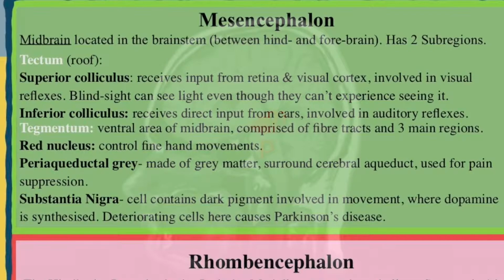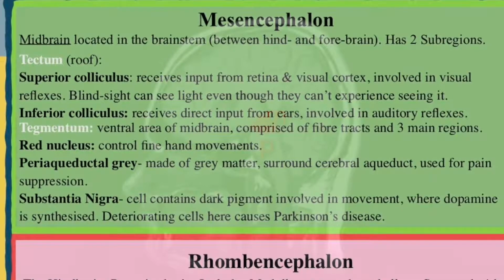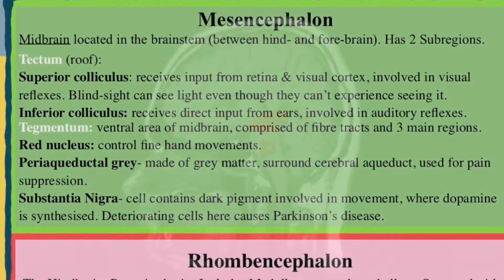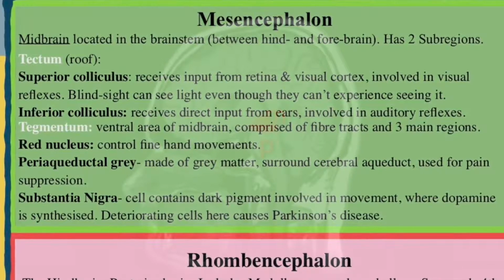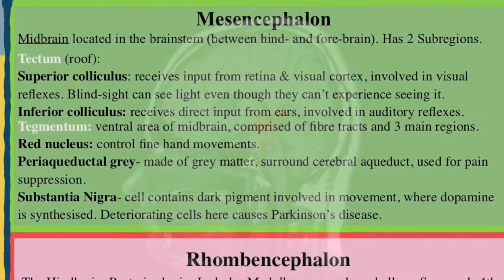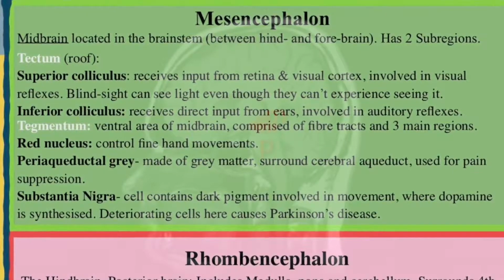It has two subregions. The first is the tectum, which is the roof, and houses the Superior Colliculus, which receives input from the retina and visual cortex and is involved in visual reflexes. Individuals with blindsight can see even though they can't experience seeing it. That is an example of a connection to the Superior Colliculus.